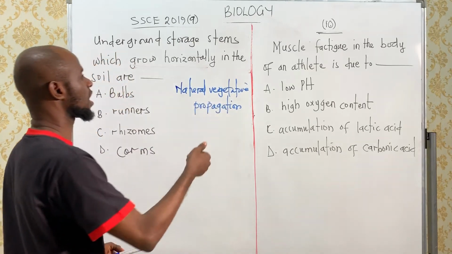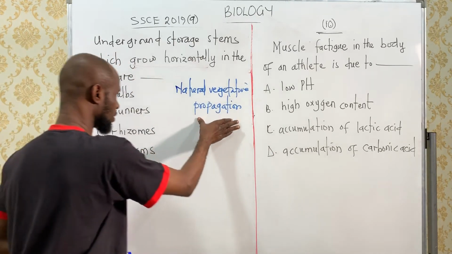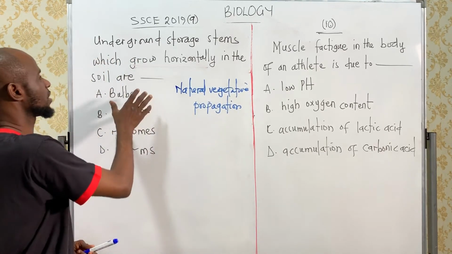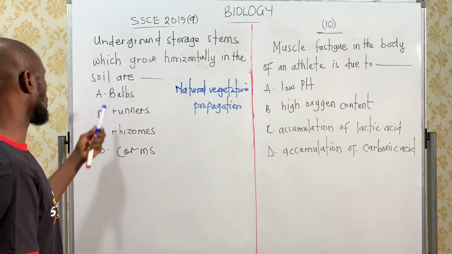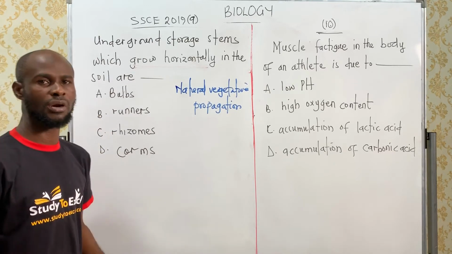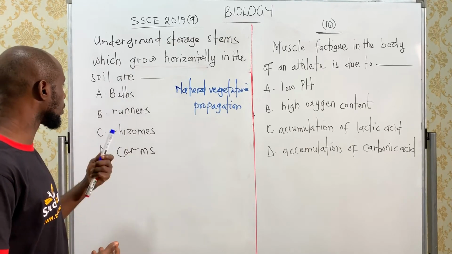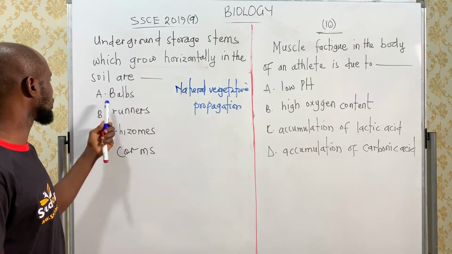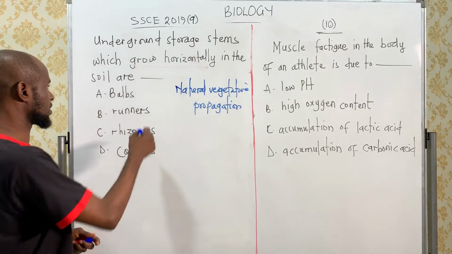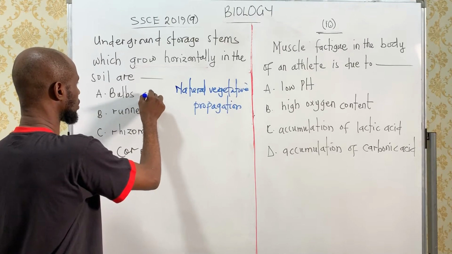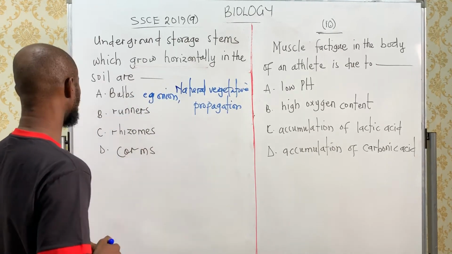Vegetative means other parts of the plant other than the flower. Propagation means production. So let's define each of these processes. What is bulb? Bulb is an underground stem, or underground shoot, where compressed shoots have brown scaly leaves and succulent leaves. Example of bulb is the onion bulb.